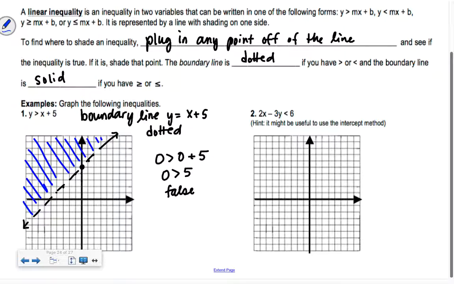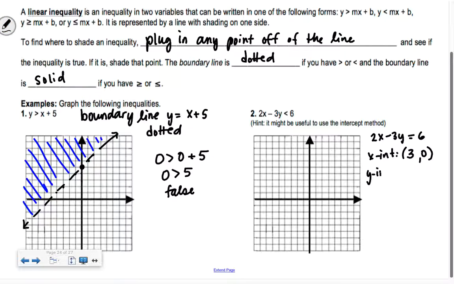All right, so I said on this one, it might be useful to use the intercept method. So let's see if you guys remember the intercept method. Our boundary line is 2x minus 3y equals 6. If I'm finding the x-intercept of that line, I plug in 0 for the y value. If you remember, when I plug in 0 for the y value, I cover up my y value with my finger. So if I cover that up, I get 2x equals 6. If 2x is equal to 6, what's my x value? 3.